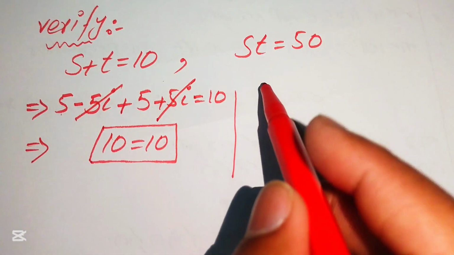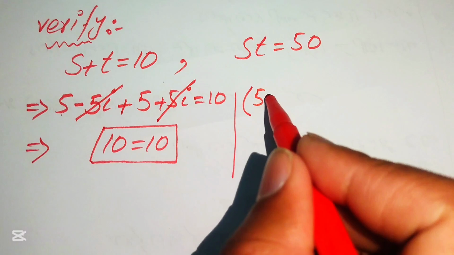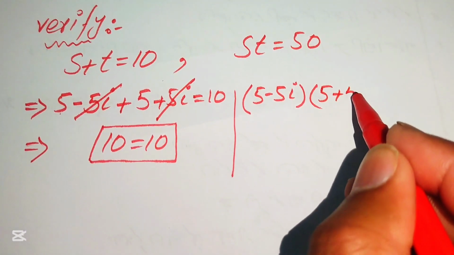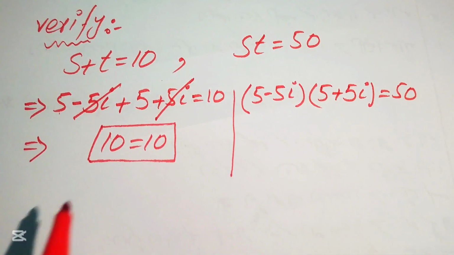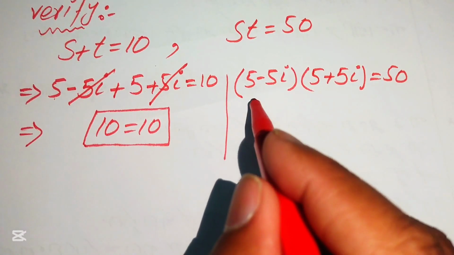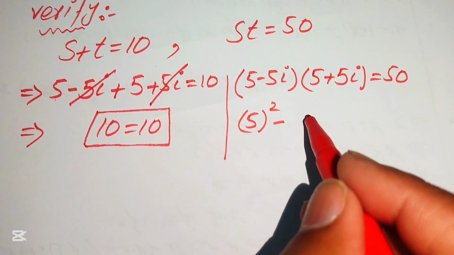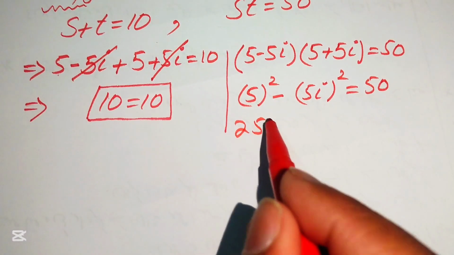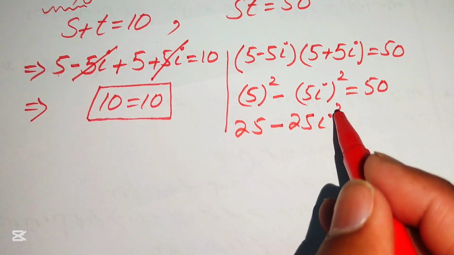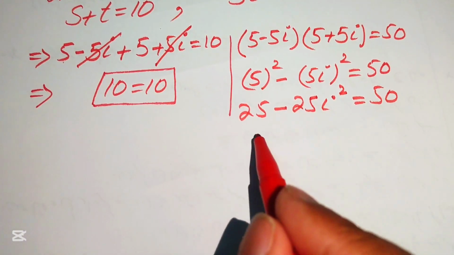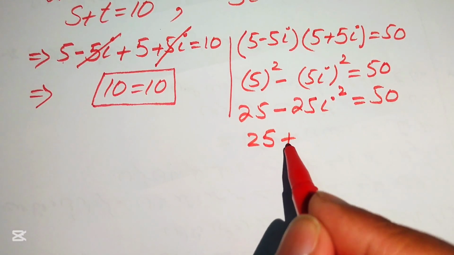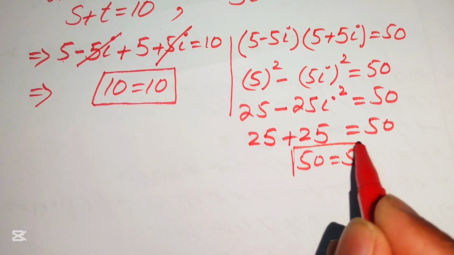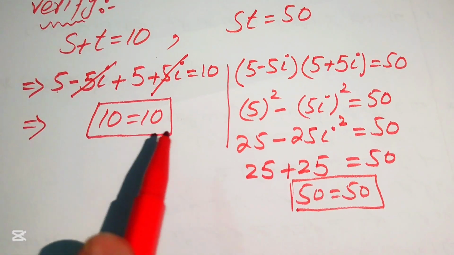Now similarly we will verify the second equation. Here we have the value of s, 5 minus 5 iota, multiplied by 5 plus 5 iota, and it equals 50. Here we can apply the algebraic formula, so we write it as 5 square minus 5 iota square equals 50. So 5 square equals 25, and 5 square equals 25, and iota square equals minus 1, so minus times minus becomes plus, and this is 25 plus 25 equals 50, and finally we have 50 equals 50. This also shows that the values of s and t satisfy the second equation.